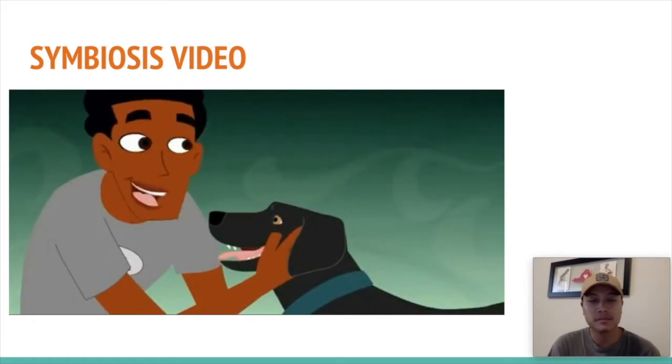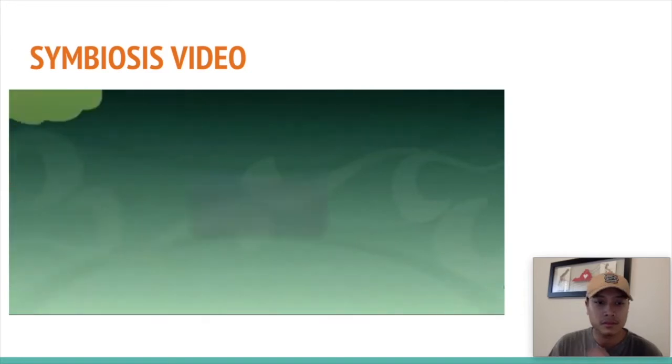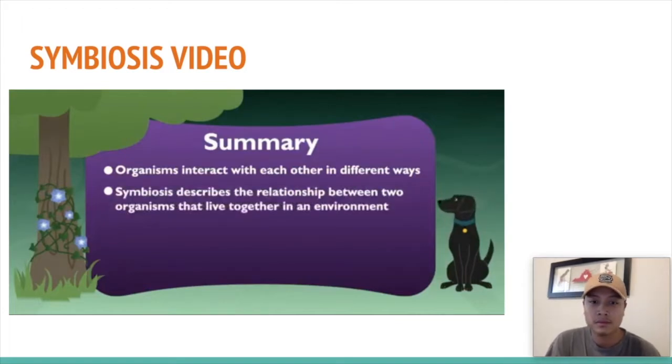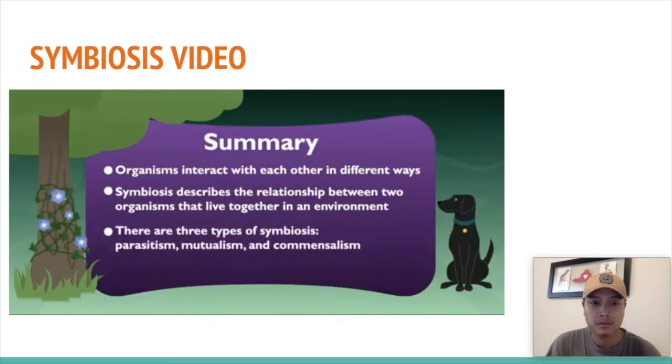At first I thought the only kind of symbiosis was parasitism, like Rookie's fleas. But there are different types of symbiotic relationships where organisms interact with each other in different ways. Yeah, symbiosis is just the relationship between two organisms living together in an environment. The three types of symbiosis are parasitism, mutualism, and commensalism.